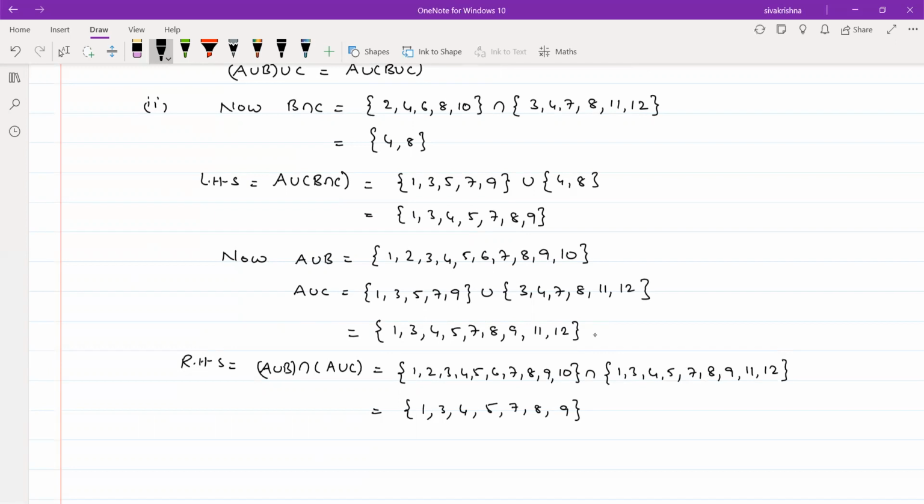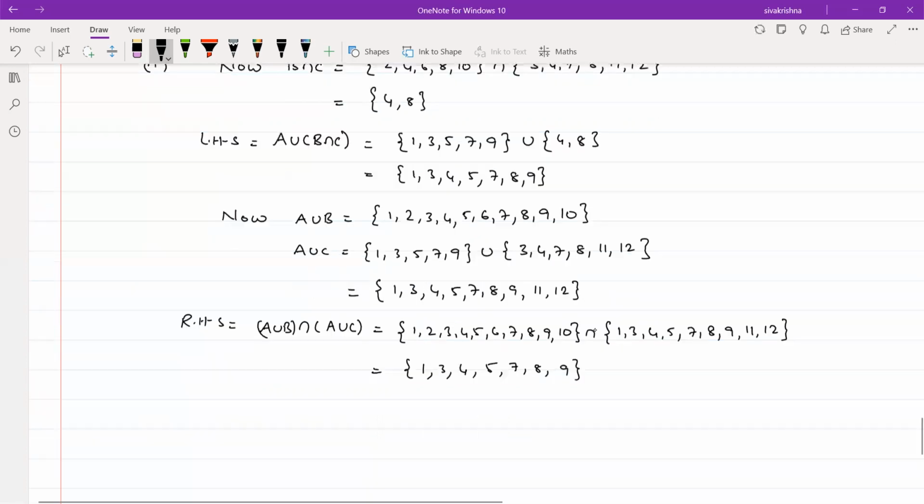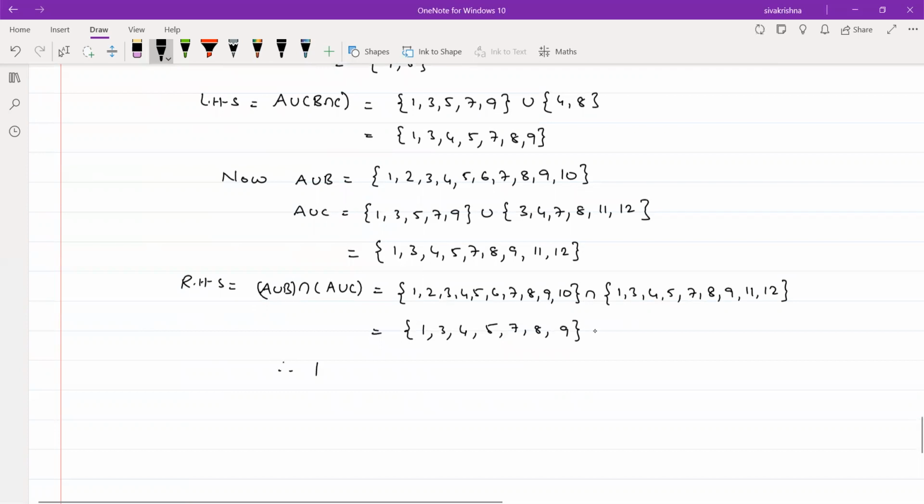If you observe the LHS answer, in the LHS answer also we have the elements 1, 3, 4, 5, 7, 8, 9. So the values of LHS and RHS are both equal. Therefore LHS is equal to RHS. Therefore A union of B intersection C is equal to A union B intersection A union C. So this is the second bit.